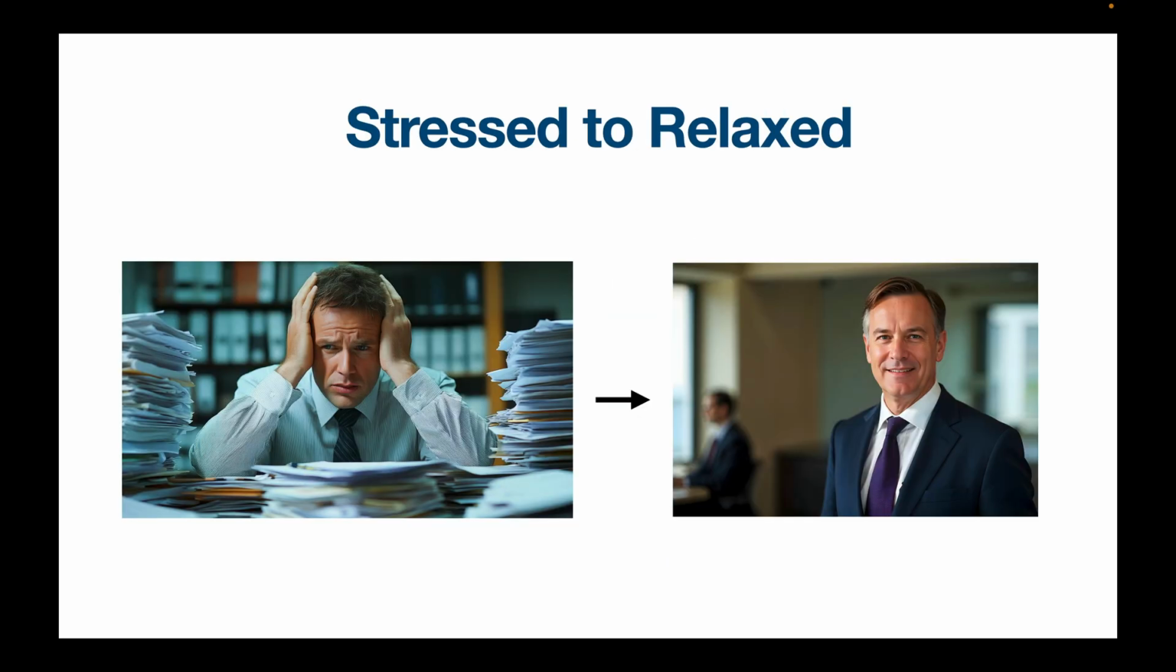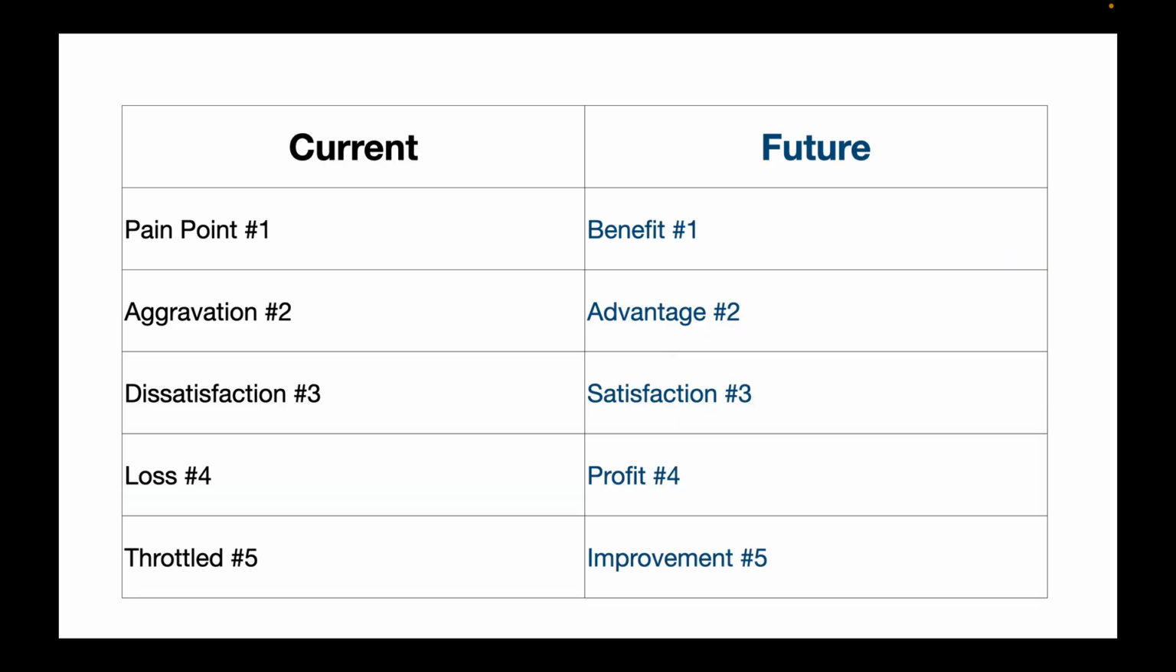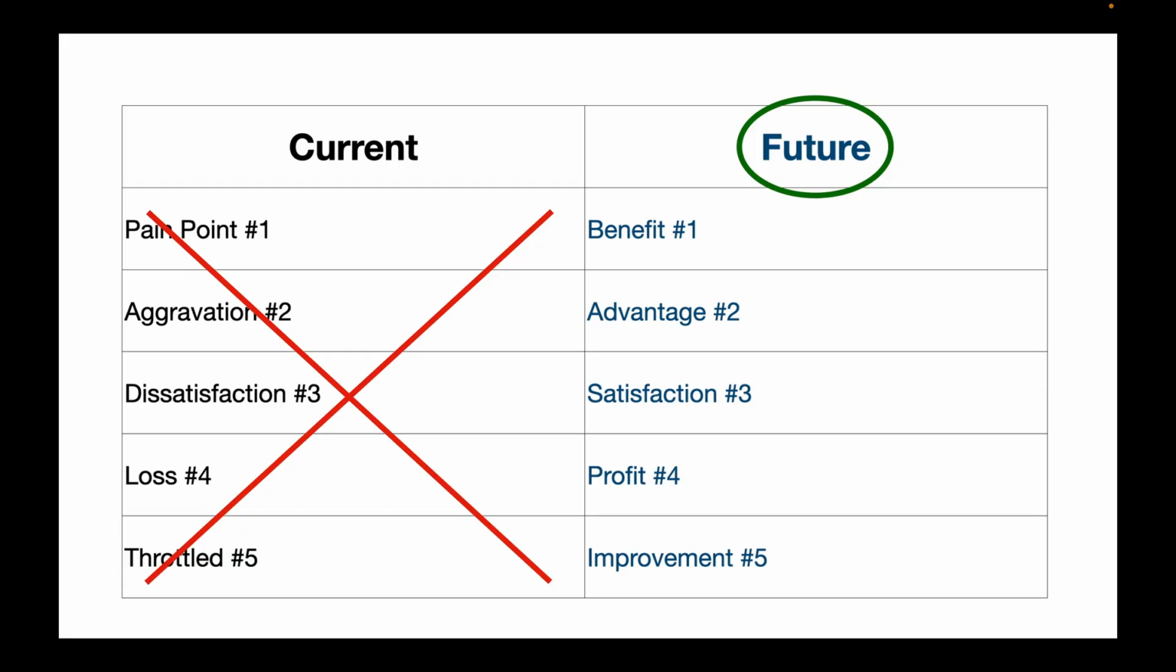Pictures stir emotions. Use photos to call attention to them. Here's a pair showing stress and relaxation. Finally, you can use a slide, a whiteboard, or a flip chart to summarize pain points, aggravation, dissatisfaction, and loss in their current state compared to all those things being better in the future with your solution. You can even make it more dramatic by Xing out the pain list in red and then circling the gain list in green. Again, contrast.